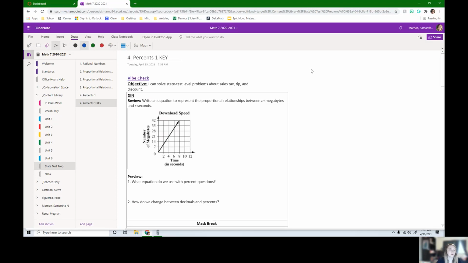So today is day one of reviewing percents from our fourth unit. Our objective today: I can solve state test level problems about sales tax, tip, and discount.